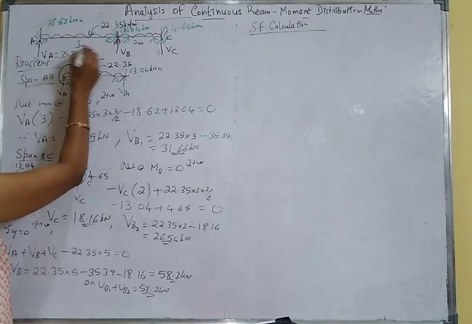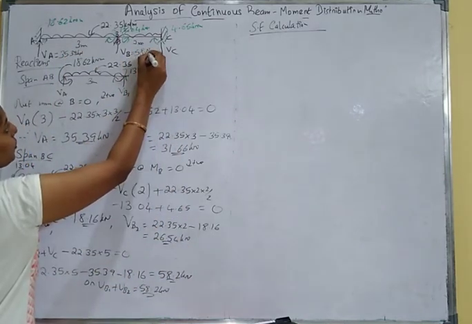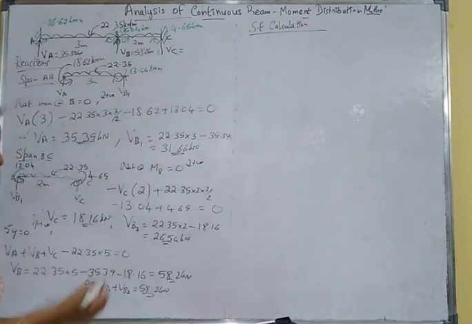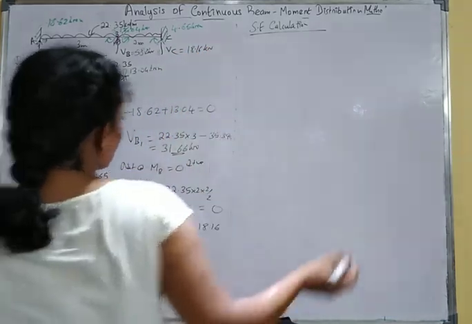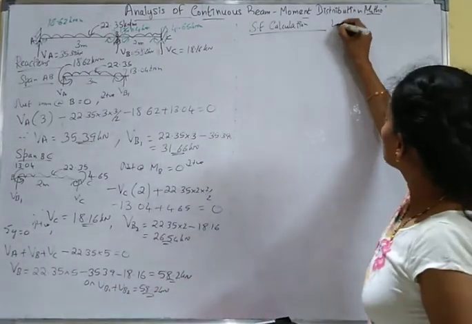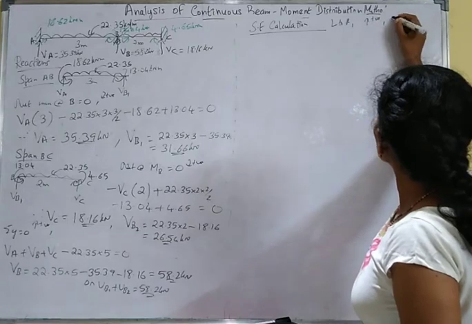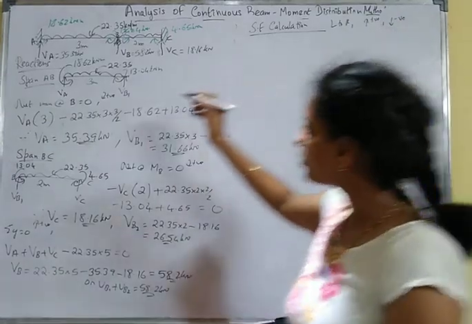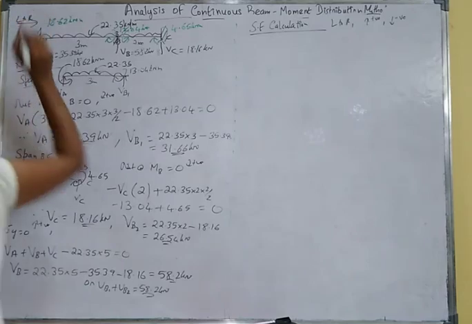35.39 kilonewton. VB is 58.2. VC is 18.16 kilonewton. Consider left to right, upward as positive, downward as negative. Left to right is nothing but this, left to right.